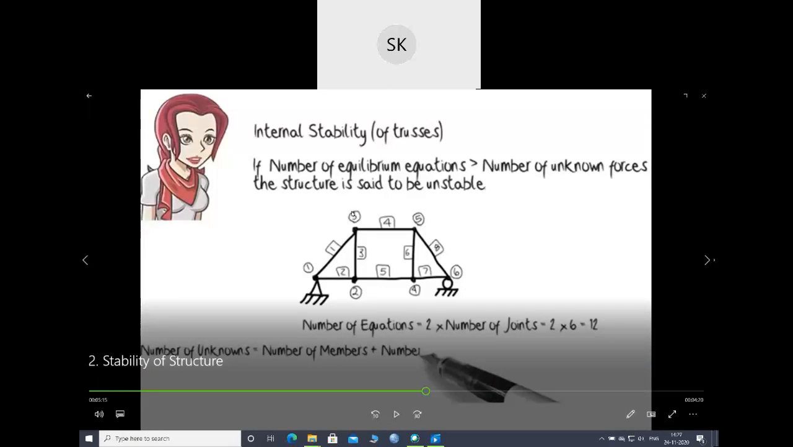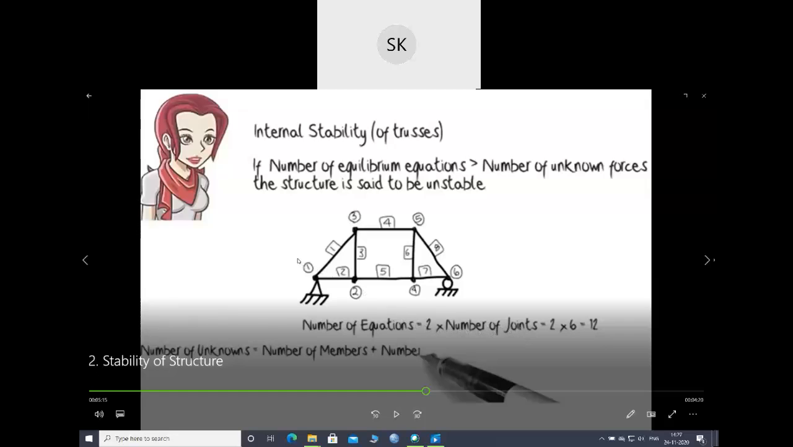So for this kind of truss, you have to find the number of equilibrium equations generated in this truss, and the number of unknown forces of the structure. If the number of equilibrium equations is more in comparison to your number of unknown forces, your structure will be called unstable. Now, how to find the number of equations? You have to multiply the number of joints with 2.